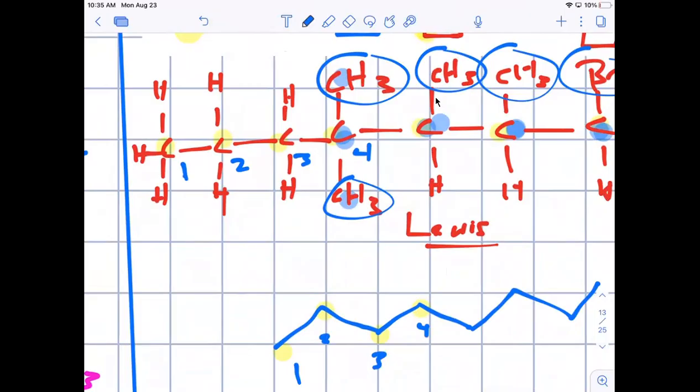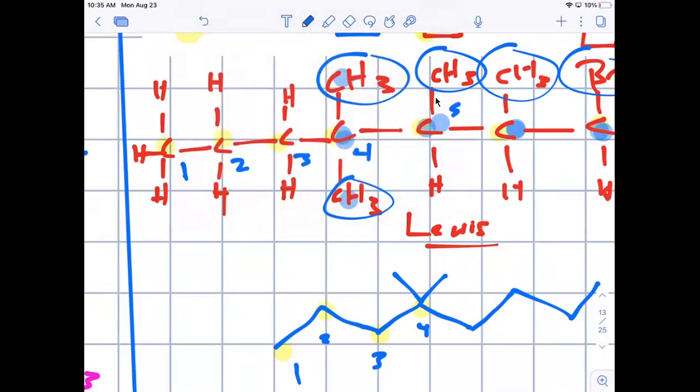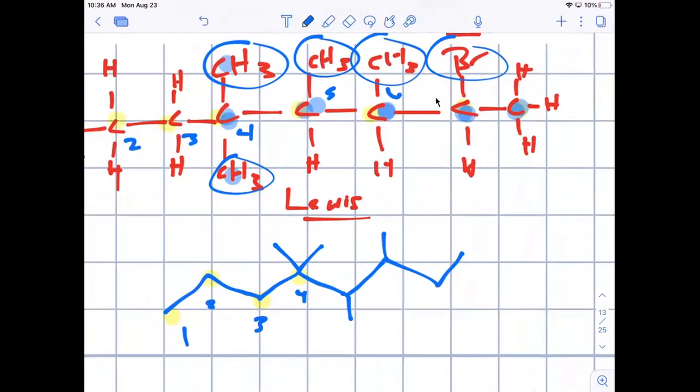So I've got to put those in down here. Following? Whatever is in that Lewis form, if it's not in the skeletal form, is a different compound. And then what about on 5? What do you see on 5? CH3. One CH3, right? And then what about 6? Same thing, a CH3. Is that right? Yes. And then on 7, you have a bromine. And then each terminus is shown.